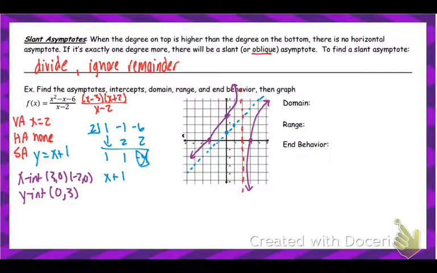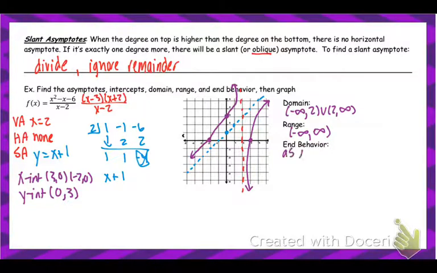All right, to review domain, vertical asymptotes are excluded. The x-coordinate of a hole will also be excluded from the domain. So there's my domain. Range on this one is a little bit different. On this one, our range is actually negative infinity to infinity. There's nothing that stops the range here.